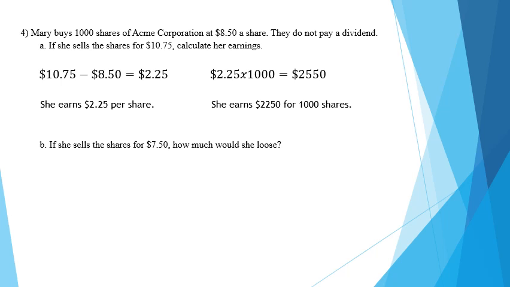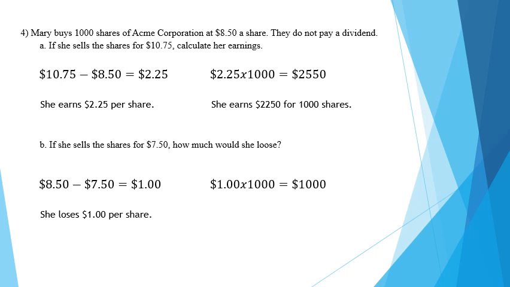Let's look at a different situation. So she has those same 1,000 shares that she paid $8.50 each for, but instead she sells them for $7.50 each. So they had decreased in value by a bit. How much money would she lose? So we have to find out how much each share decreased in value by subtracting. And we can see that the value of the shares went down by $1 per share. So if the value of the shares went down by $1 per share, and she bought 1,000 shares, we can see that she loses $1,000. $1 for each of her 1,000 shares.